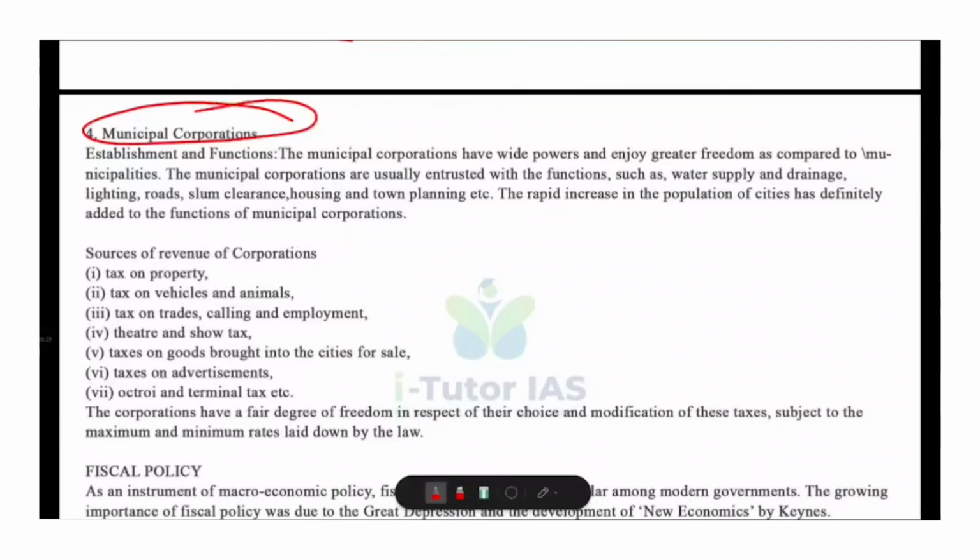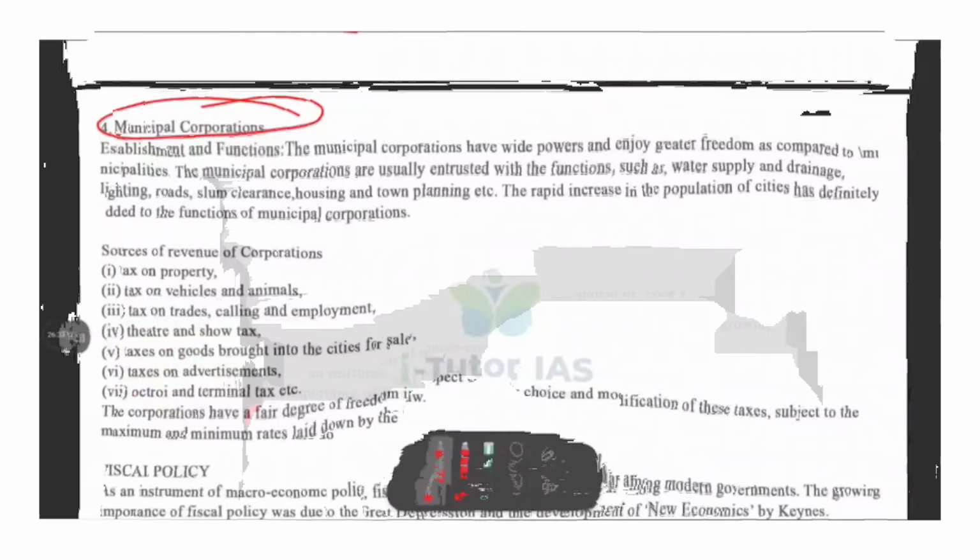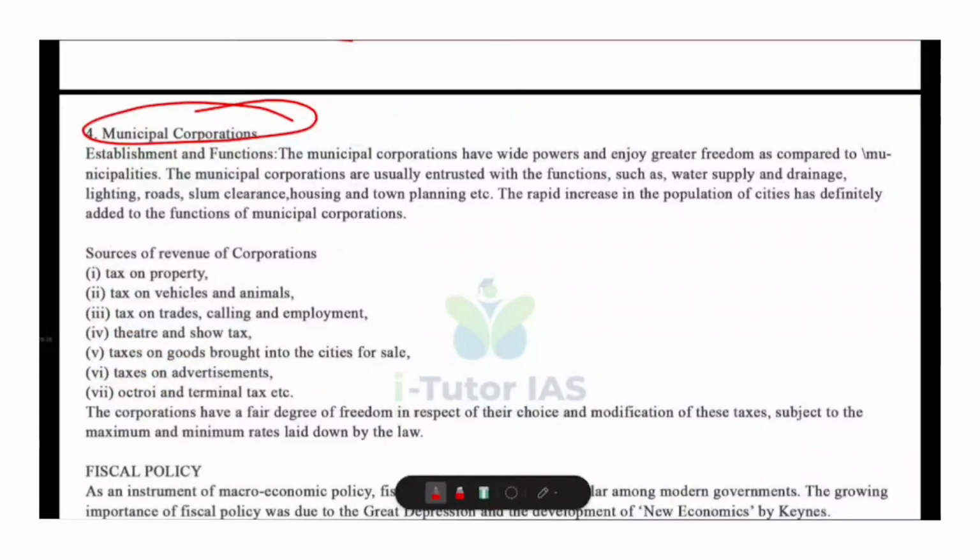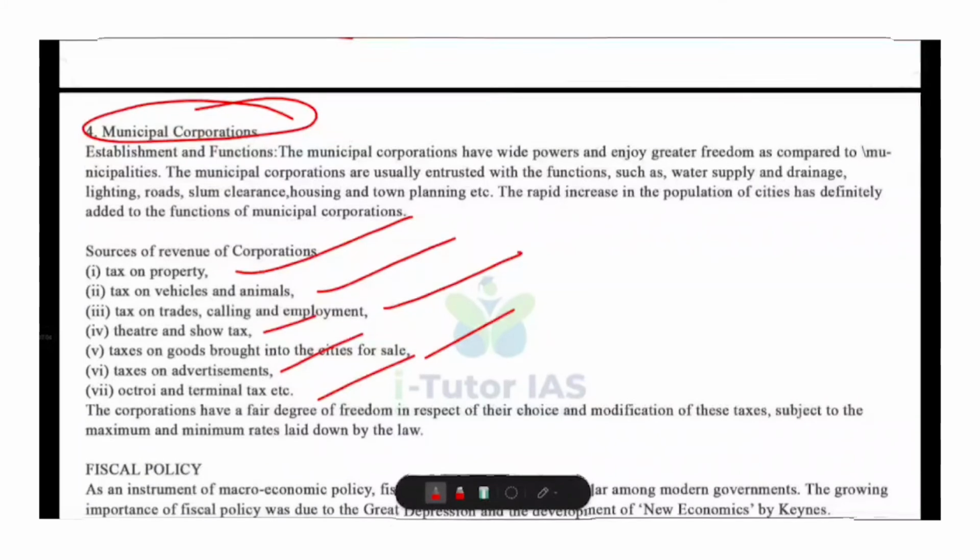Next one, municipal corporation. These govern large cities like Chennai, Mumbai, and Delhi. They have more powers and more functions than municipalities. And what are the functions? Water supply, lighting, drainage, roads, street lights, slum clearance, housing projects, and town planning. As cities grow fast, their workload increases. And what are the sources of revenue of corporations? Property tax, vehicle and animal tax, trade or employment tax, show tax, taxes on goods entering the city, advertisement tax, octroi, and terminal tax. So corporations can adjust tax rates, but only within limits set by the law. Okay. So these are about those things.